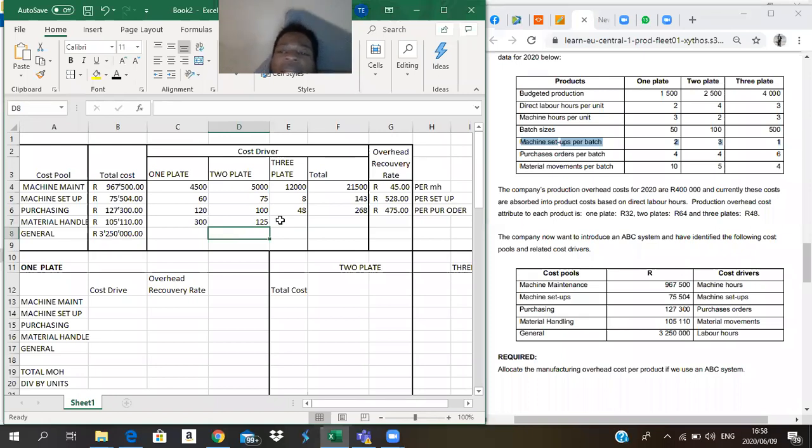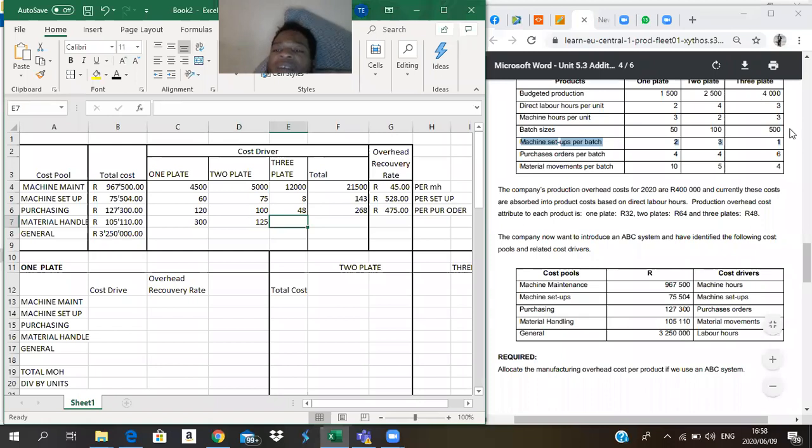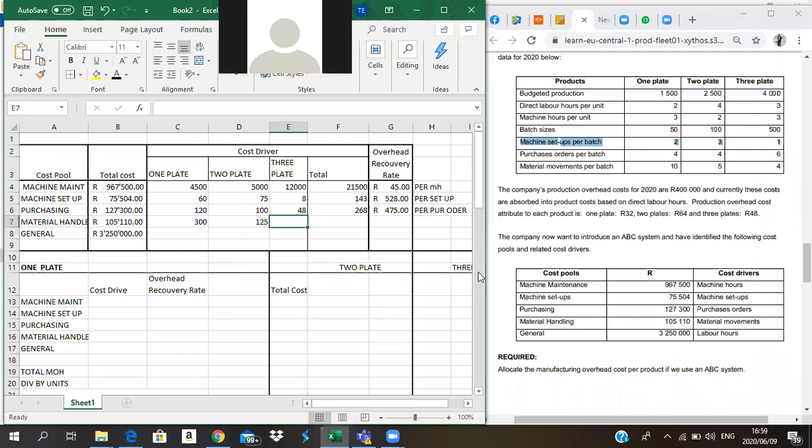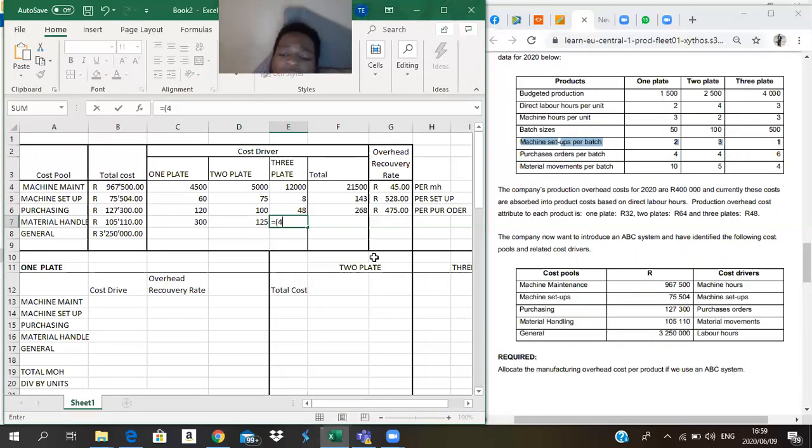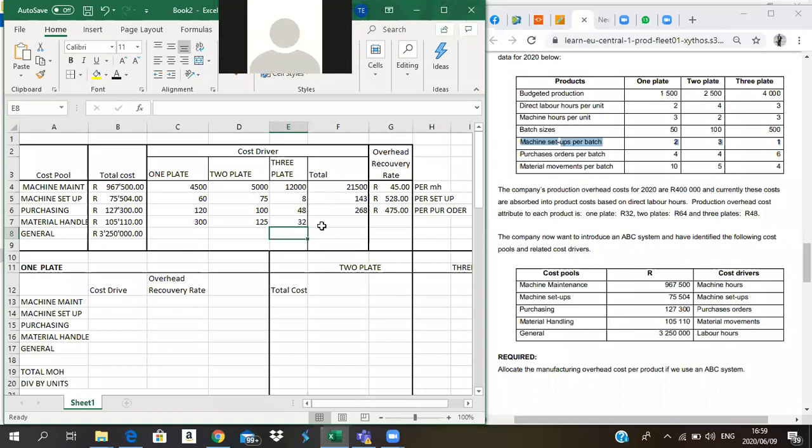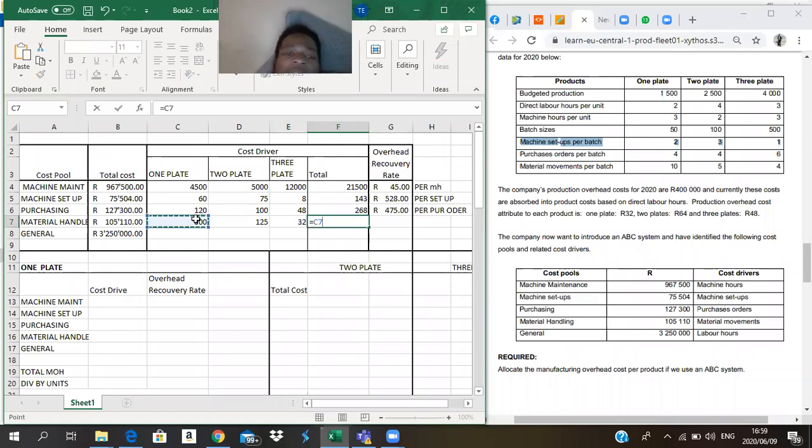Then for three plate, I take the 4,000, divide by 500, times the number of movements, which is 4. Okay, so I'm gonna open my bracket, I take the 4,000, I divide by the 500, I close the bracket, I multiply by the 4, and I get my number to be this 32. Then now to get my total, it's equals to, I take the 300 plus the 125 plus the 32, then I get an amount of 457.